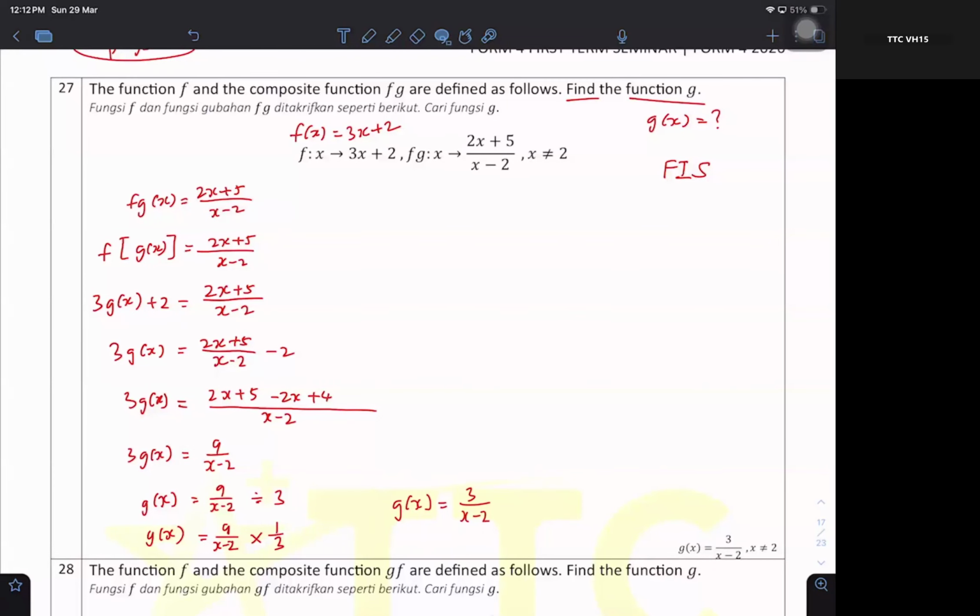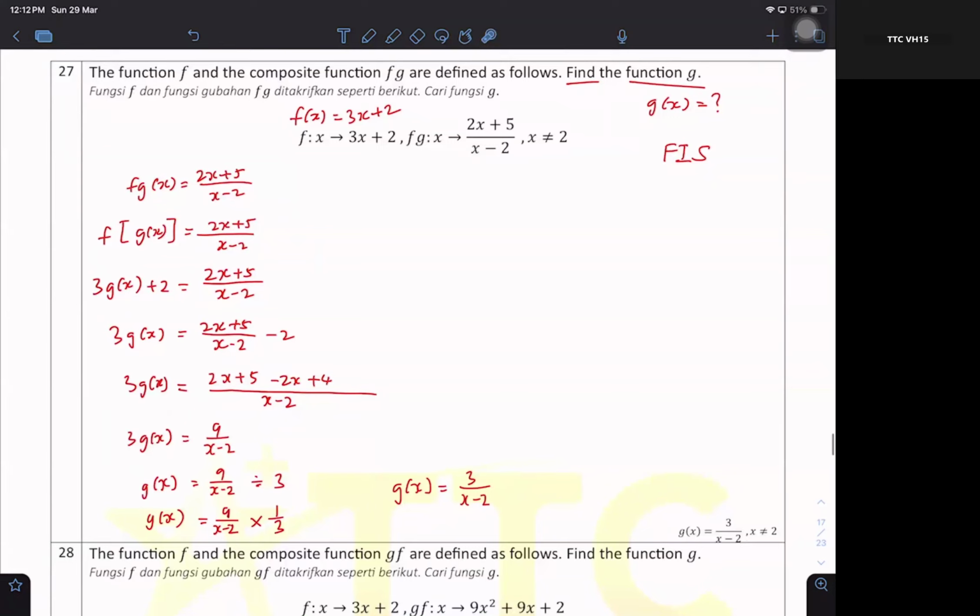But then you have to do one more thing. The bottom cannot equal 0. So you write like this. The bottom cannot equal 0. Minus 2 bring over the other side becomes positive 2. So x cannot equal 2. Yeah, that's the answer.